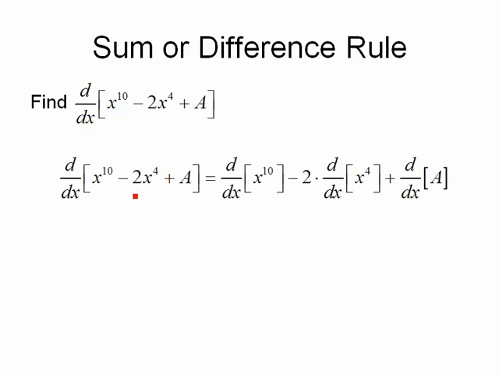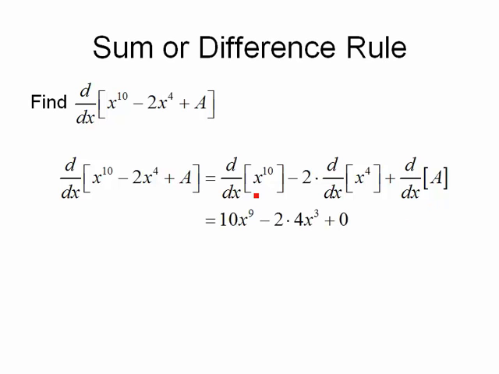So to take this derivative, I'm going to take the derivative of each one of the pieces. Since the first two terms were subtracted, when I break it up, there's a subtraction between these, and the rest is just added together. So I need the derivative with respect to x of x to the 10th. The constant's out in front here, so minus 2 times the derivative with respect to x of x to the 4th, plus the derivative with respect to x of a.